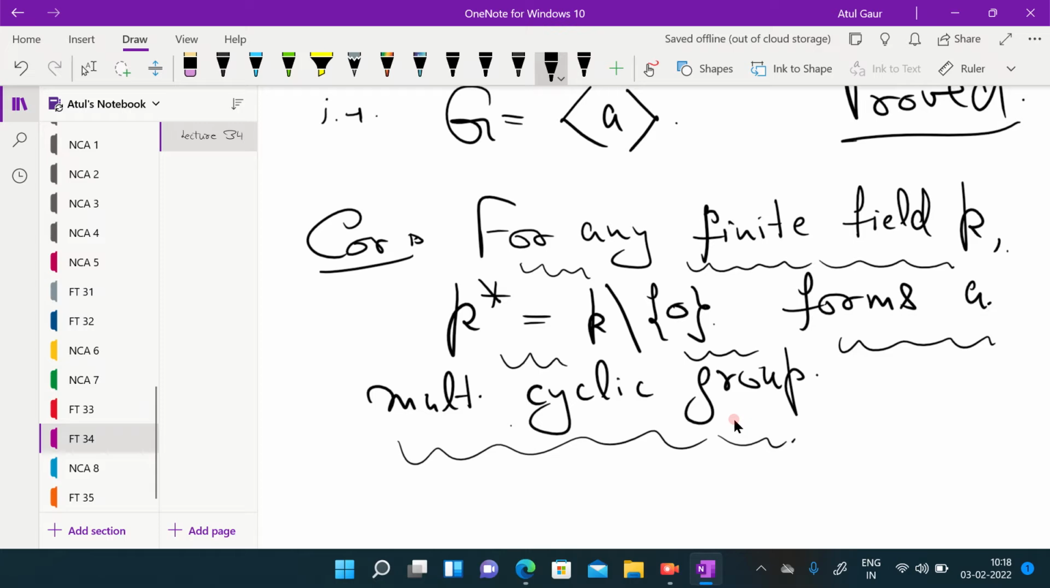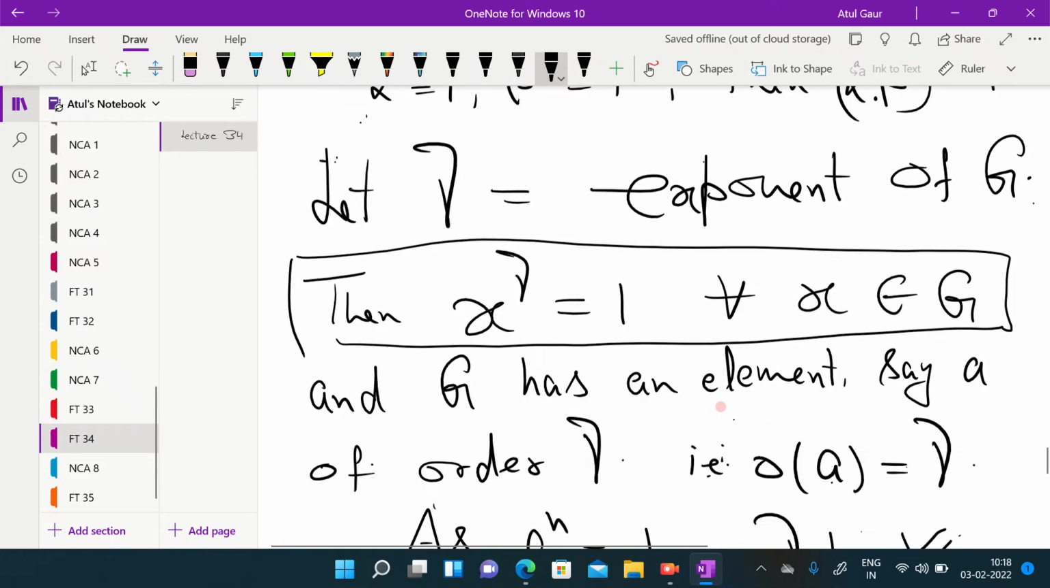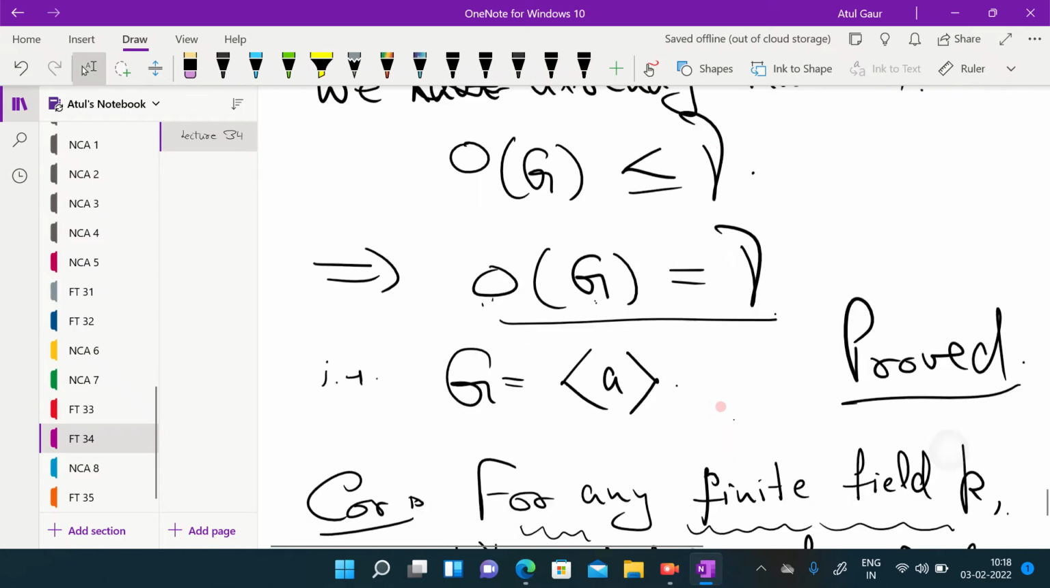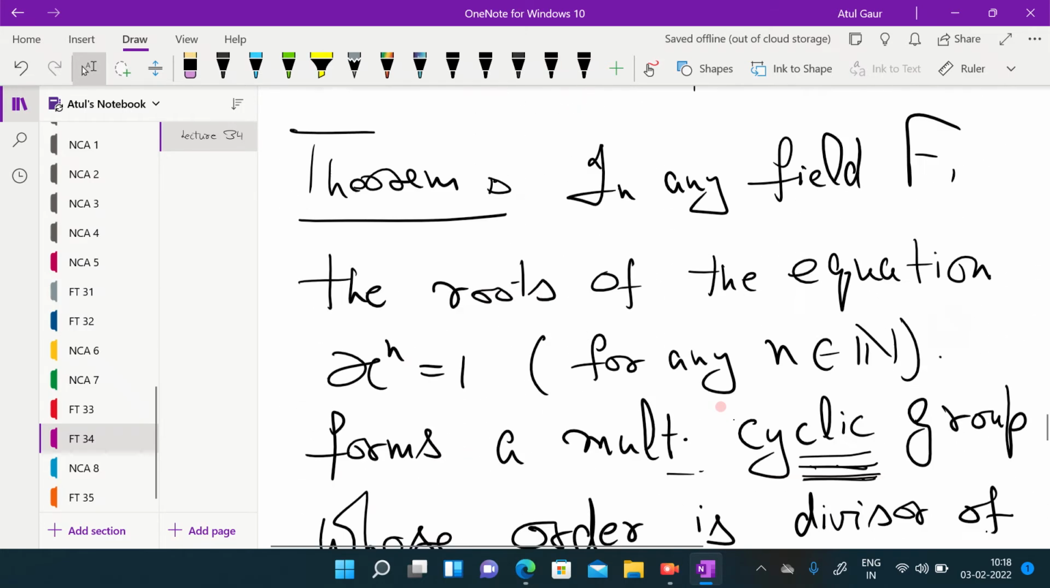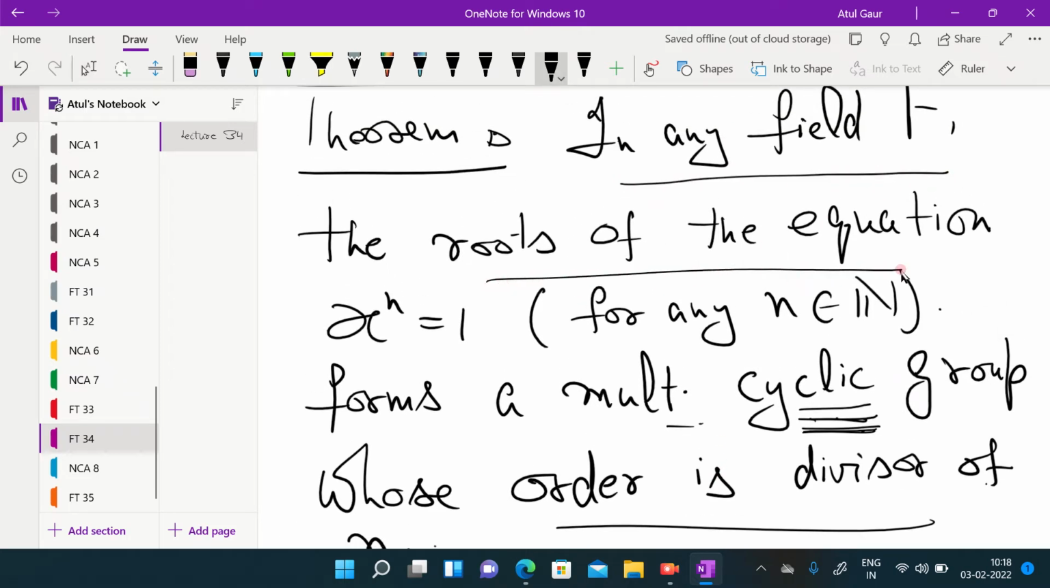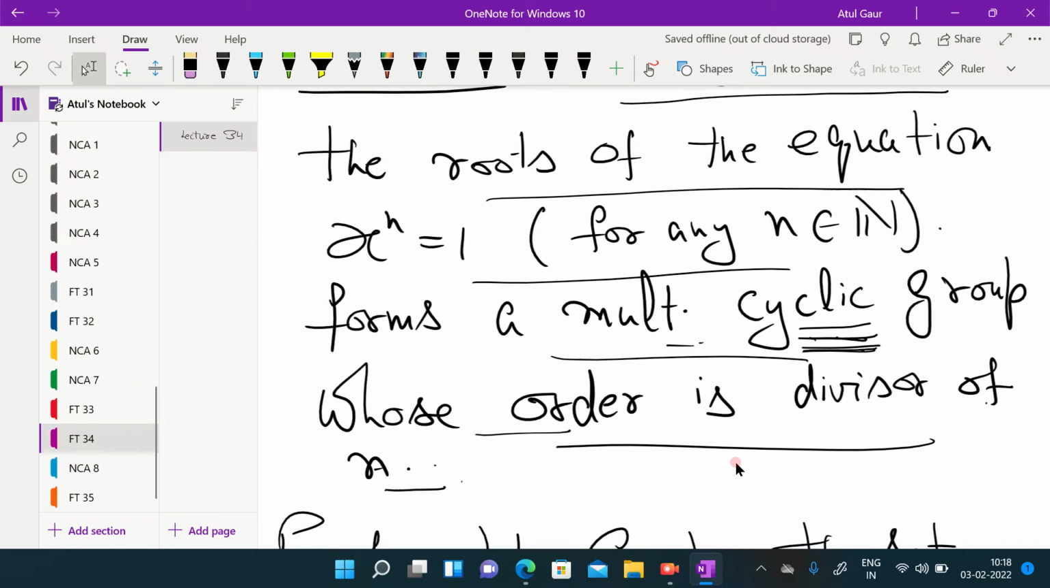Anyway, it will follow directly, because look at the last theorem, what it says: in any field F, the roots of the equation form a multiplicative cyclic group whose order is a divisor of n, right?